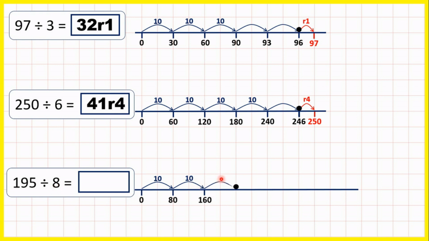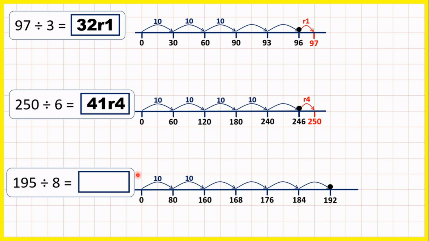So adding another 8 takes us to 168. Then 168 plus 8 is 176. Then another 8 takes us to 184. And another 8 takes us to 192. But we need to stop here, because if we jumped another 8, that would take us to 200, but that would be too many.